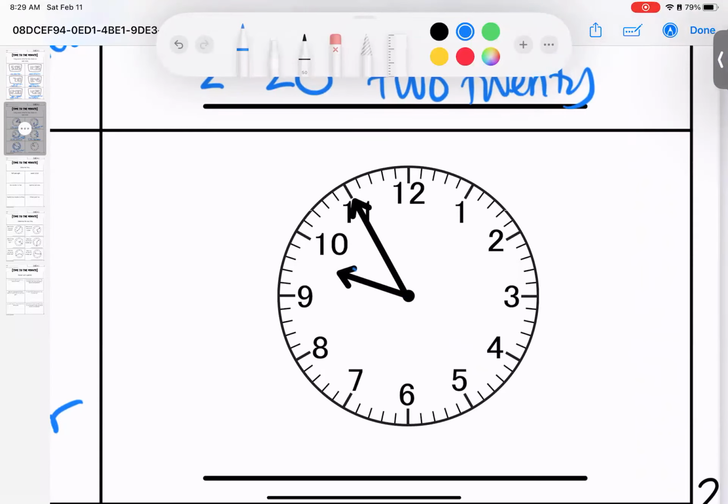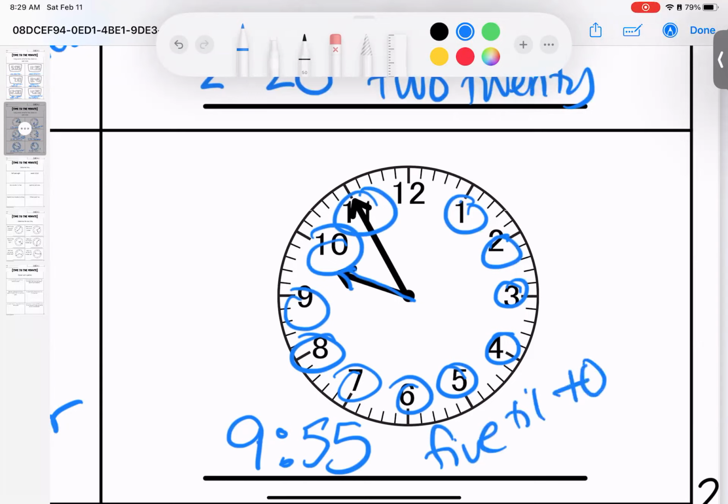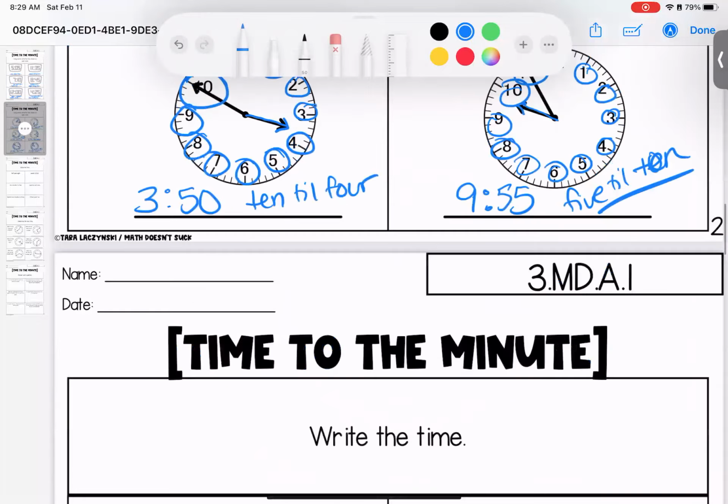All right, this one. We're getting close to the 10, but not there yet. So we're in the 9 o'clock hour. 5, 10, 15, 20, 25, 30, 35, 40, 45, 50, 55. So we can say 9:55 or 5 till 10. Should write that out. 5 till 10. Okay. Any questions? Bring them with you to class.